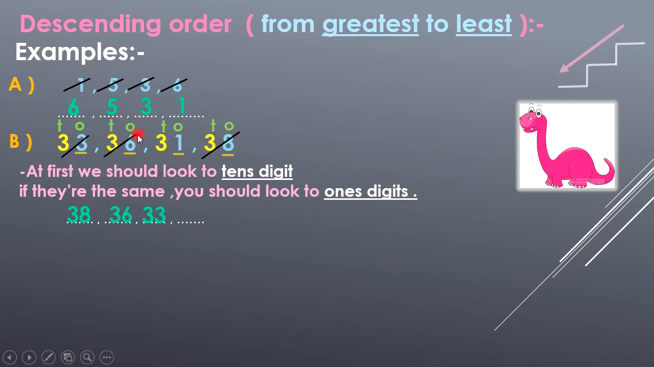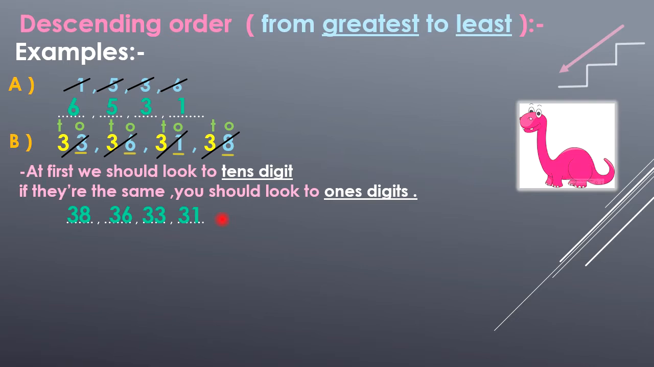Okay, so the smallest number is 31. I cross 31 and put here 31. Okay, so when we have two-digit numbers, we have some steps.